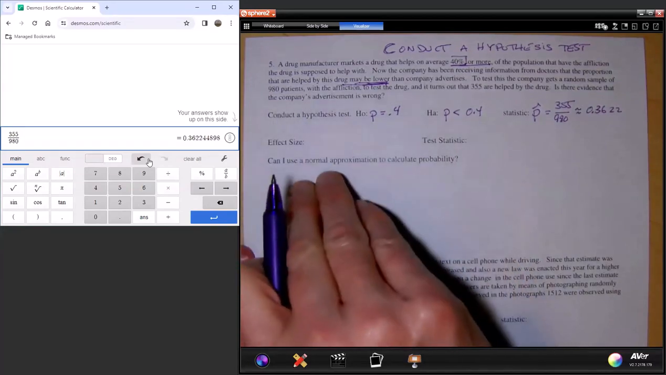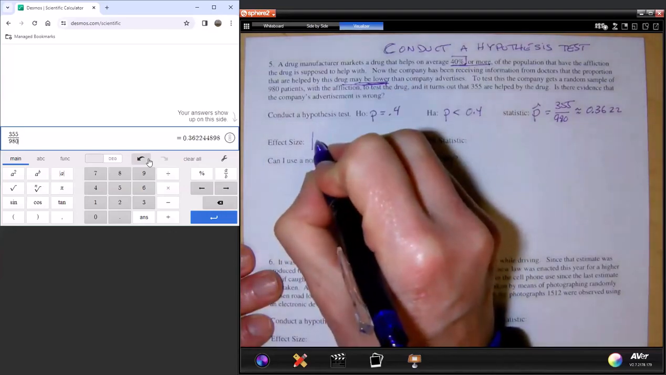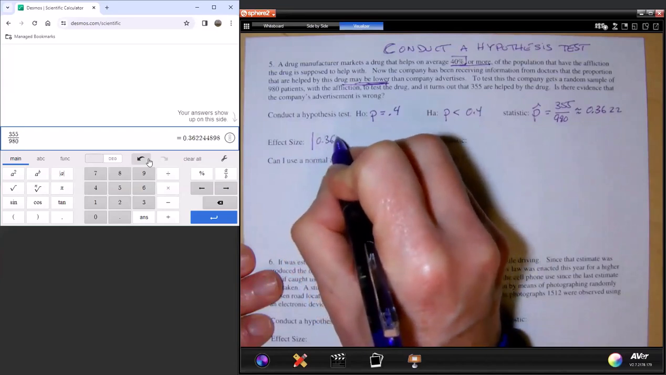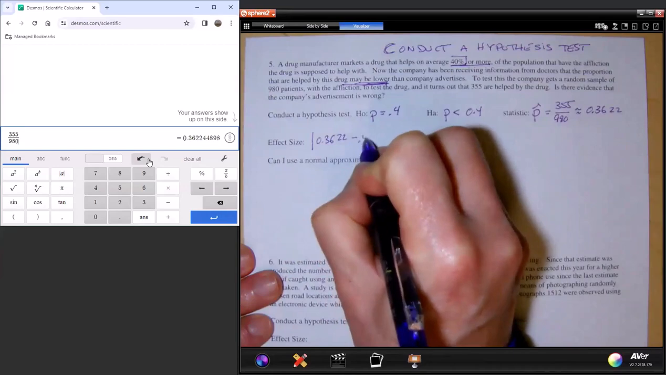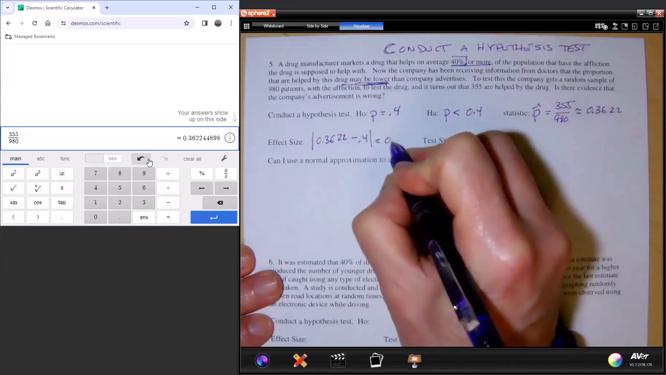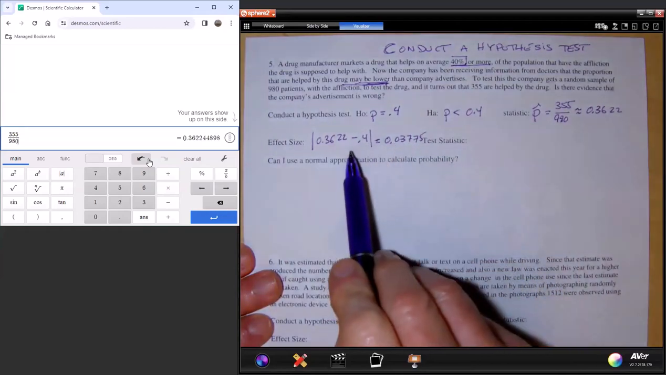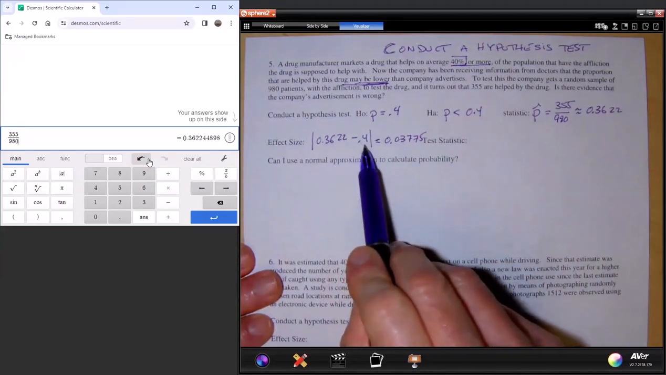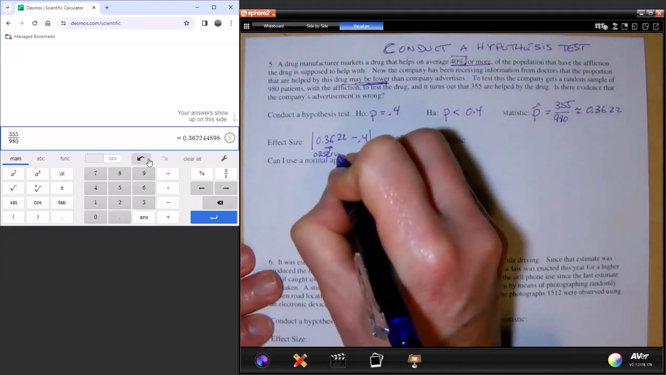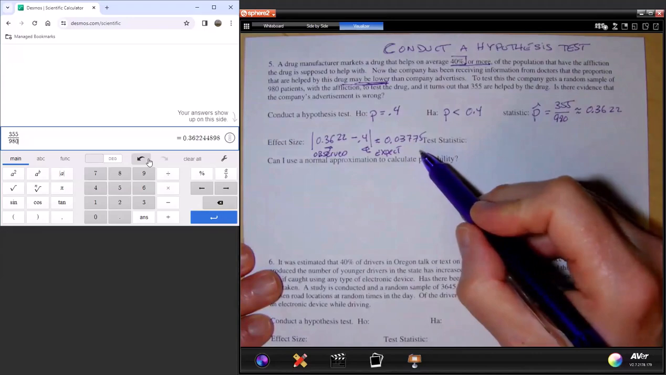I will enter the fraction when I use the final calculations. What's my effect size? Again, this is just going to be an approximation. My effect size is P hat minus P. I'm going to take the absolute value of this. So 0.3622 minus 0.4. What do I get? Approximately 0.03775. What does that tell me? This tells me the difference between what I expected and what I got, observed, is this amount. The question also becomes, is this difference important? And we'll talk about this later.